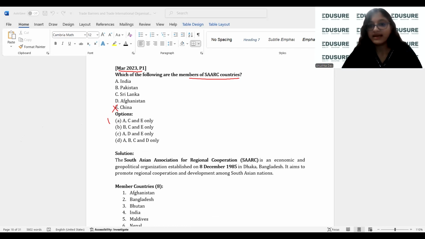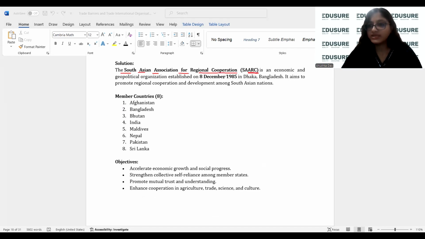So see here, I have given you a short description of SAARC. SAARC is the South Asian Association for Regional Cooperation. Again, a regional bloc. It's an economic and geopolitical organization established on 8th December 1985 in Dhaka, Bangladesh. So these are all important information. 8 member countries are there. It aims to promote regional cooperation and development among only South Asian countries.